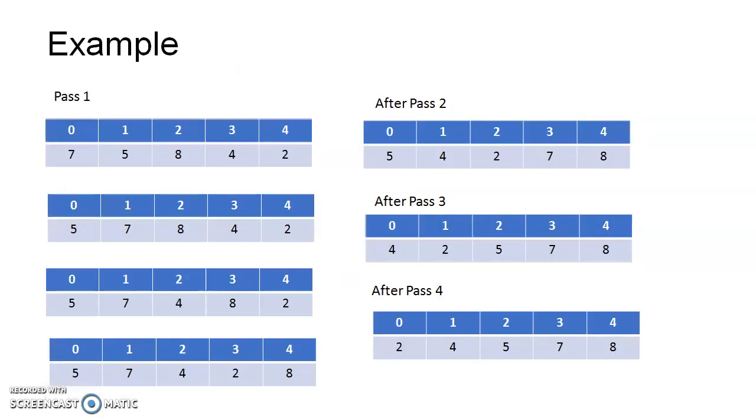Now let's have a look at the example. We have a list of numbers from index 0 to 4. So let's consider these 5 numbers are to be sorted. They are stored in the array.